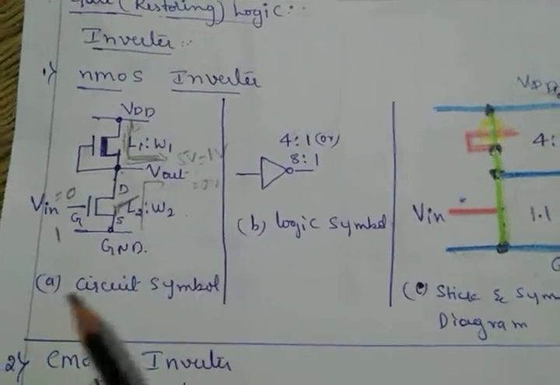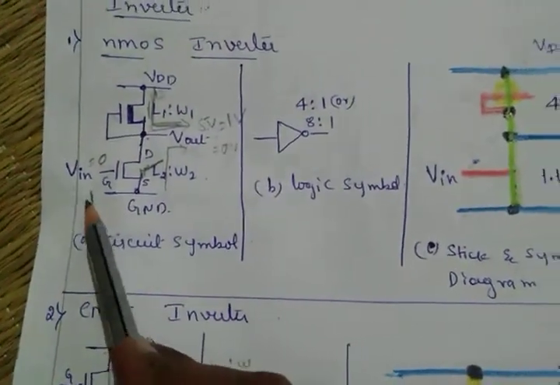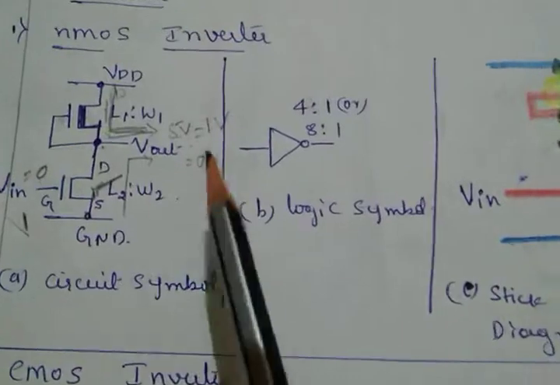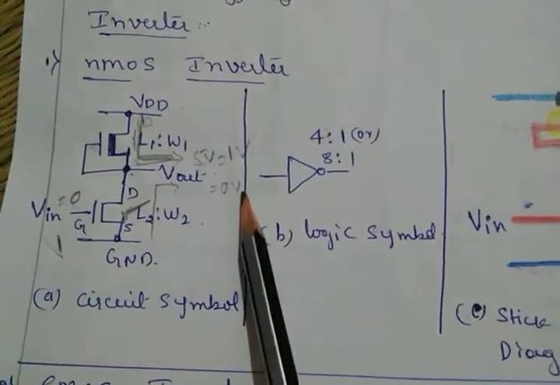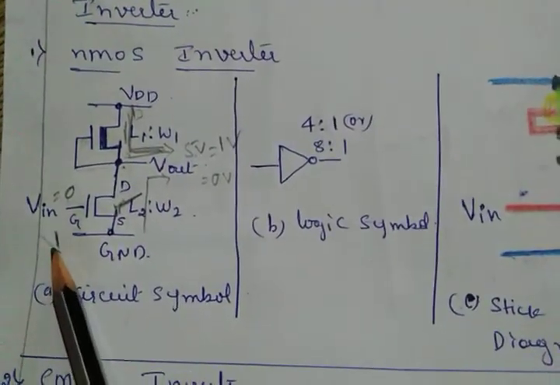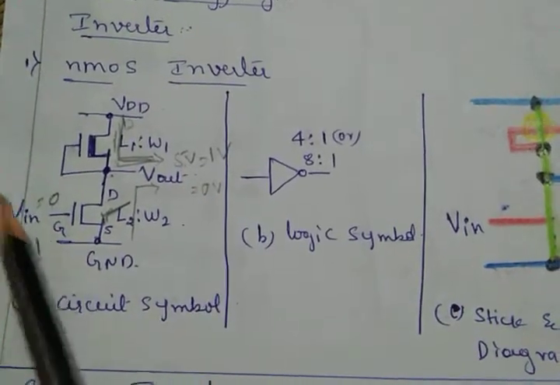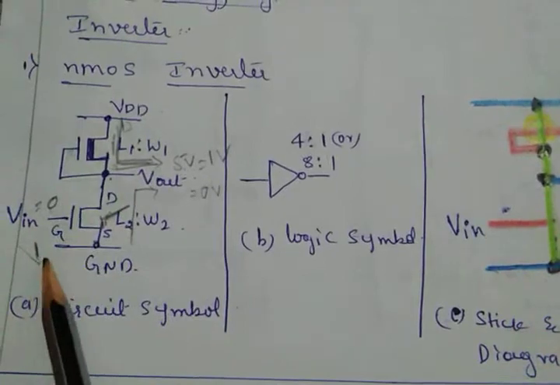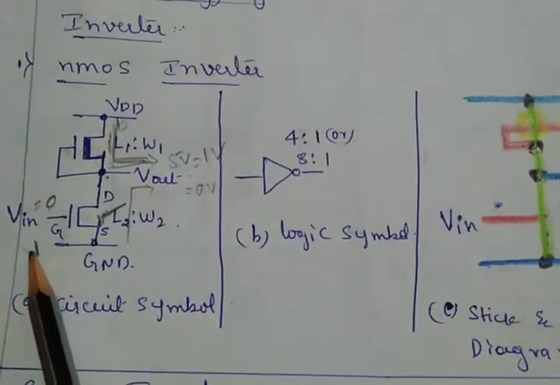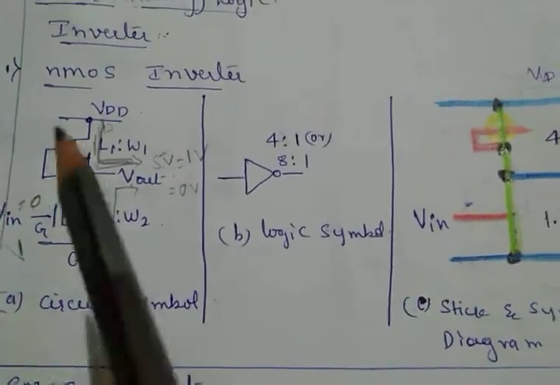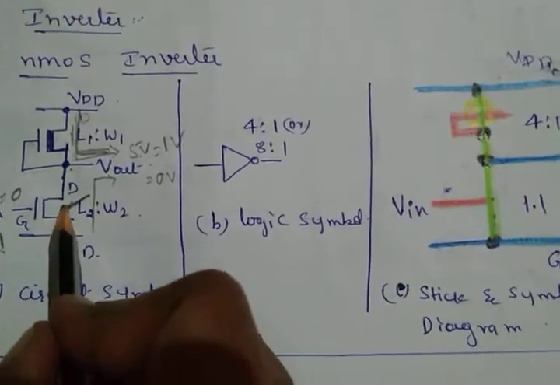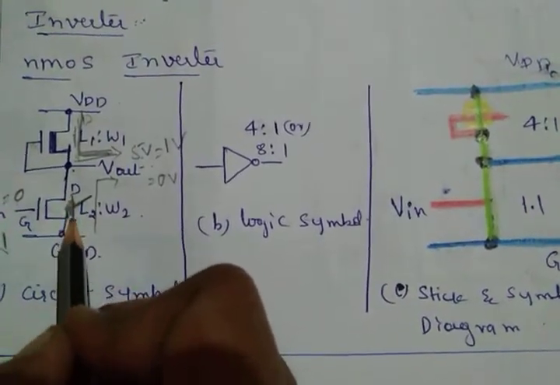Okay, suppose if you give V in as 1, what will be your output? The output should be 0 volts. If you give 1, the output should be 0. So here the inverter you are using, that means you will get a complemented output, no? So if you give 1 volt, the nMOS acts like a closed switch. Okay, so here it will be a closed switch.